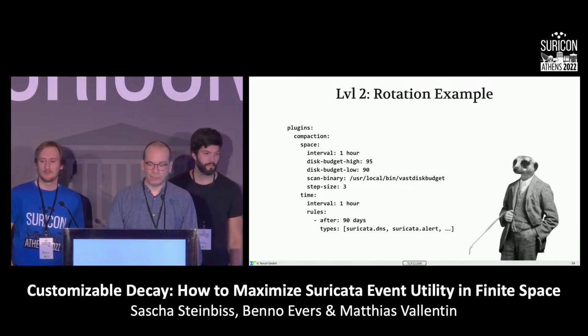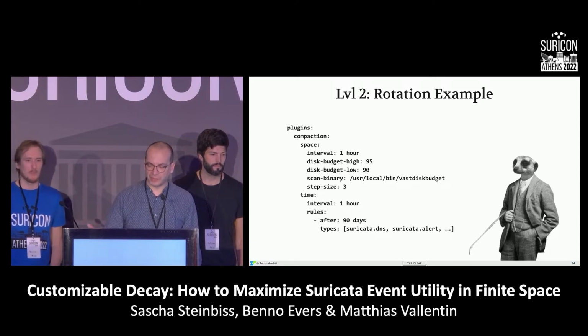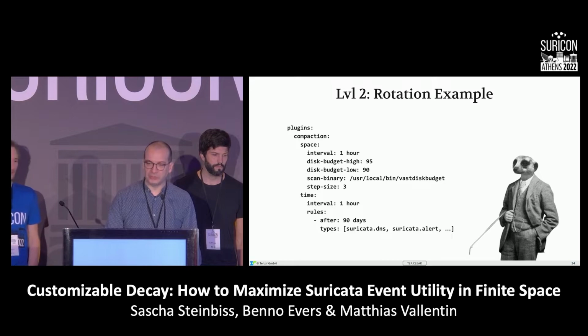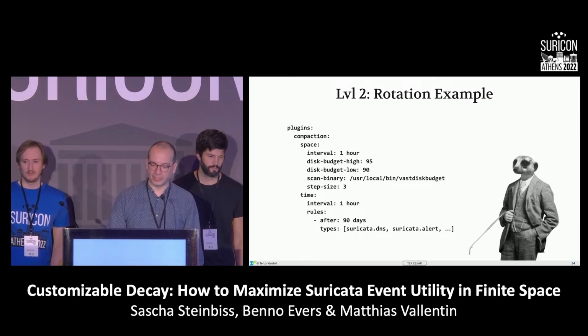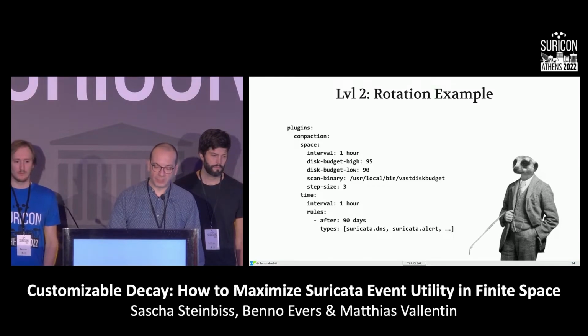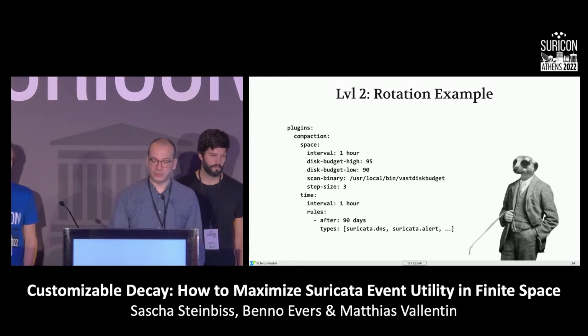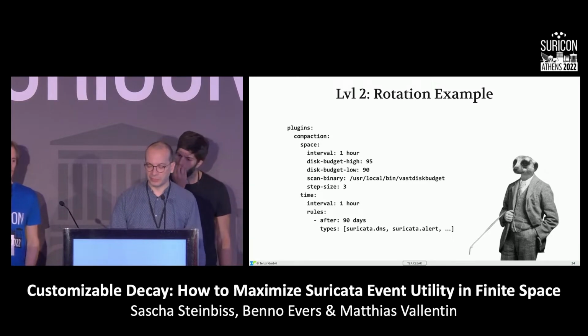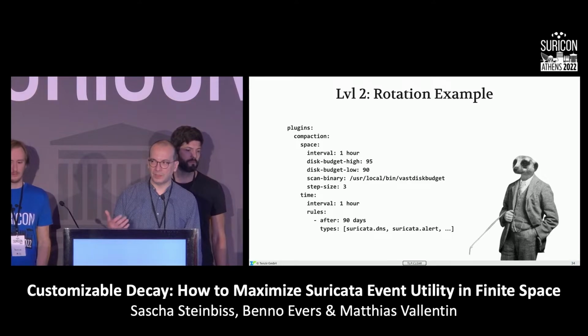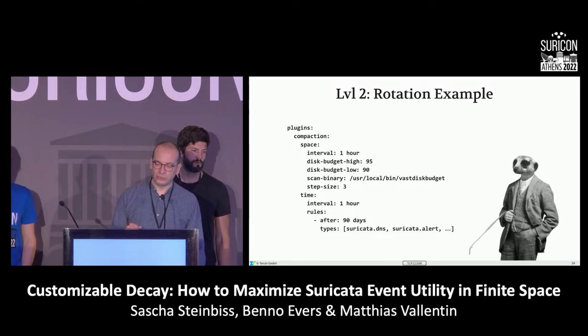Okay, so let's quickly talk about how this would look in practice. Let's get down to the configuration files that we, for example, at TCSO use to actually bring this into practice. What you're looking at is a part of the VAST configuration file, in particular the section that deals with compaction. As we have heard already, compaction is implemented as a plugin in VAST, so this is where the configuration lives. And for example, this is a configuration that implements sophistication level 2, just simple rotation, right?